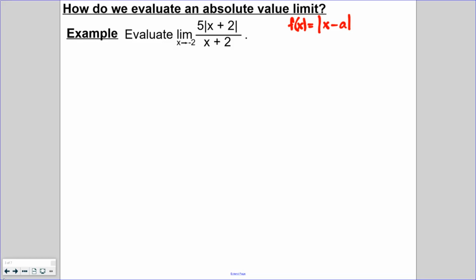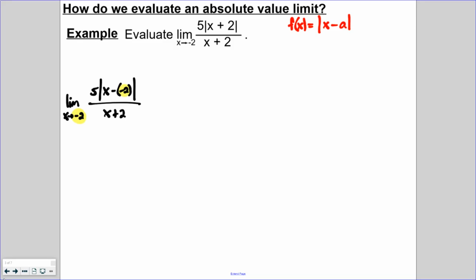In this particular case, we don't have a minus, we have a plus. But we know that we can rewrite a plus as minus a negative, and that will allow us to identify what our a value is. So we can rewrite this limit as x approaches negative 2 of 5 times the absolute value of x minus negative 2, all over x plus 2. Now, if we notice, our a value for the absolute value, which we can now see is negative 2, matches the a value that the limit is approaching.